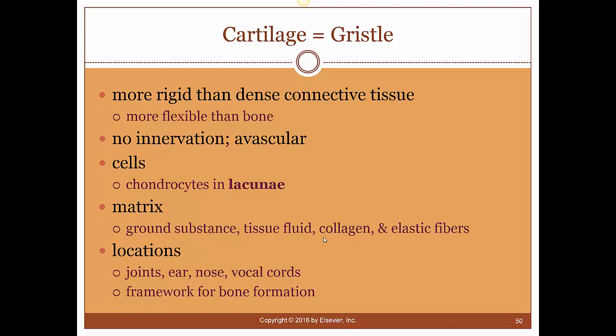Locations are joints at the end of bones, the ear, the nose, the vocal cords, and part of your respiratory tract like your bronchi and your trachea. You're going to find cartilage in all those. Plus, all your bones were originally formed from cartilage.